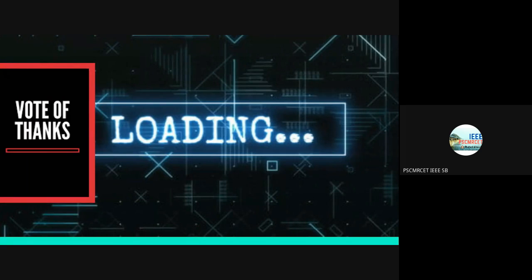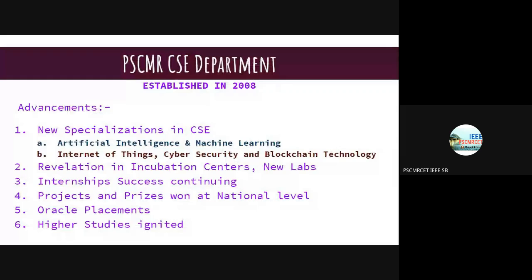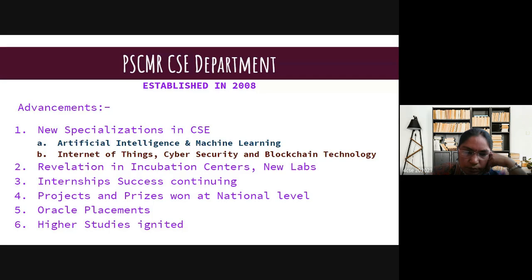So I would like to convey my thanks. And before conveying my thanks, I would like to emphasize a few points on the department. Our department has now introduced two new branches: artificial intelligence and machine learning, and the second one, Internet of Things, cyber security, and blockchain technology. These two branches, each with 60 seats, we have introduced in this first year. So you may see your juniors in the second year with these specializations.